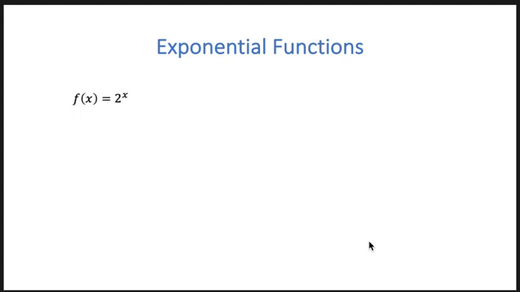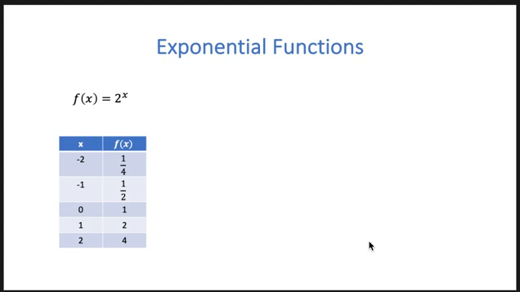In an exponential function, your variable is in the exponent. That's essentially what an exponential function is. Now, what I'd like you to do is plug in some values into this function, and let's make a table of those values. So, for example, if we plug in -2, -1, 0, 1, and 2 for x, what do we get for y? What are the f of x values?